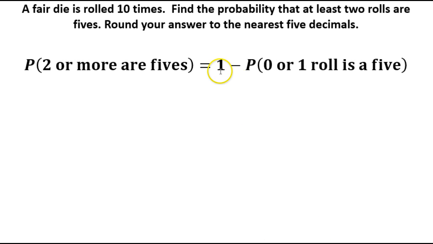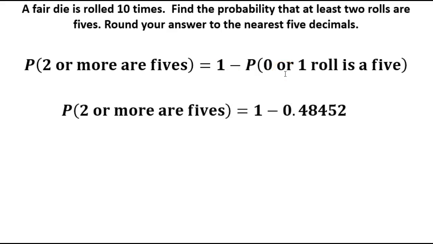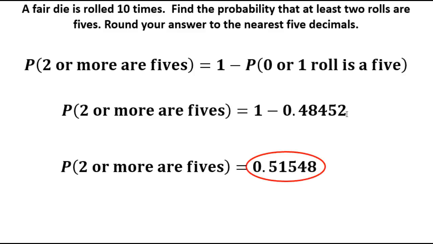So once we've calculated that, this next one becomes actually pretty easy. So now all we're going to do is go 1 minus that number. So we'll do that now. 2 or more rolls as a 5 is 1 minus the probability of getting 0 or 1 of the rolls being a 5, and then we just simplify it. That's just 0.51548. So this part here, once you've done all the other difficult part, this part is really actually pretty easy. But you've got to go through and do all of this first.